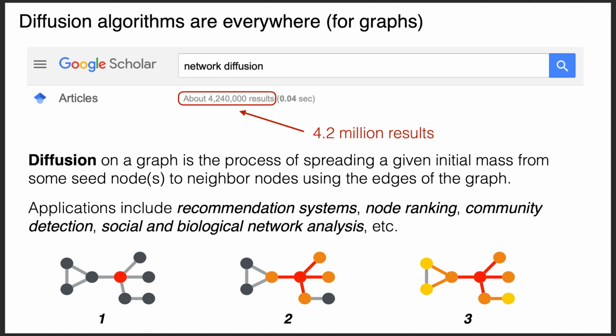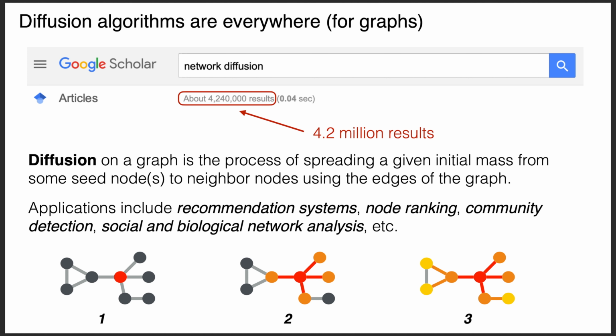For example, in the figures at the bottom, we show a kind of cartoon representation of a diffusion process in the graph. In the leftmost figure, we start the diffusion from a single seed node in the middle and gradually or iteratively it spreads mass to the neighbors. There are a lot of applications for diffusion algorithms. For example, recommendation systems, node ranking, community detection, social and biological network analysis.